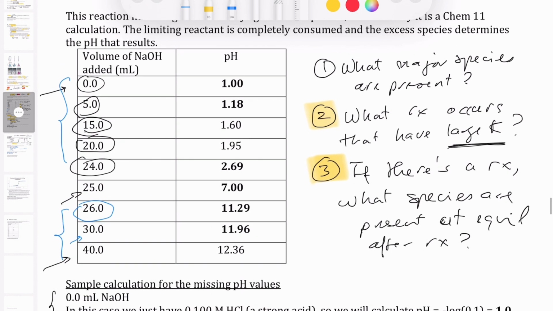One of the things I want to highlight before we do our plot is how the pH is very low before the equivalence point. This point right here is 1 milliliter before the equivalence point. And you notice how low that pH is. So there's a huge jump going from 24 to 25 in terms of the pH value, 2.69 all the way to 7. The same jump is observed when you go from the equivalence point to the next base point, which is right here. Notice that it goes from 7 all the way to 11.29. So a big jump there.